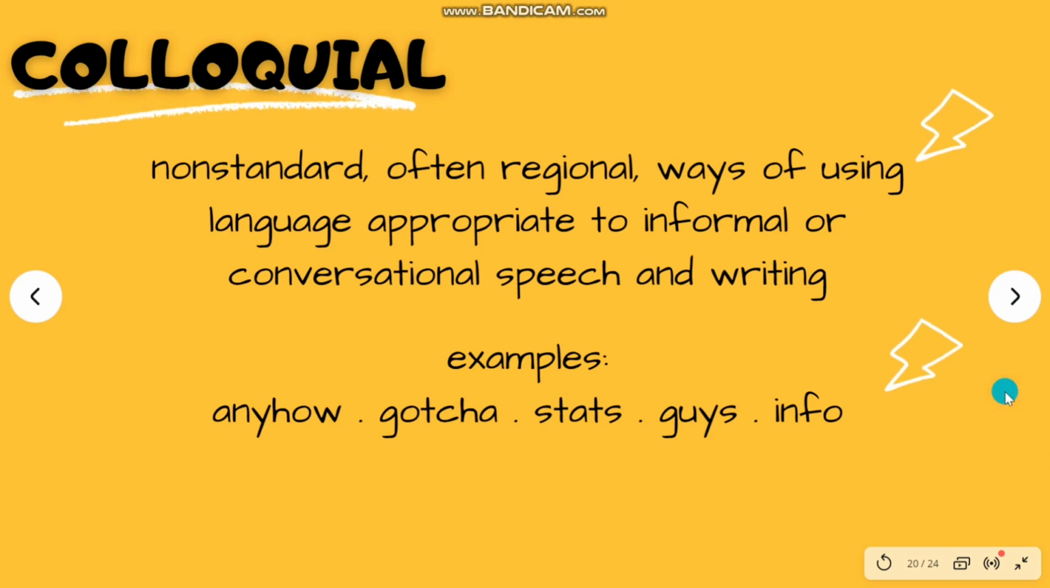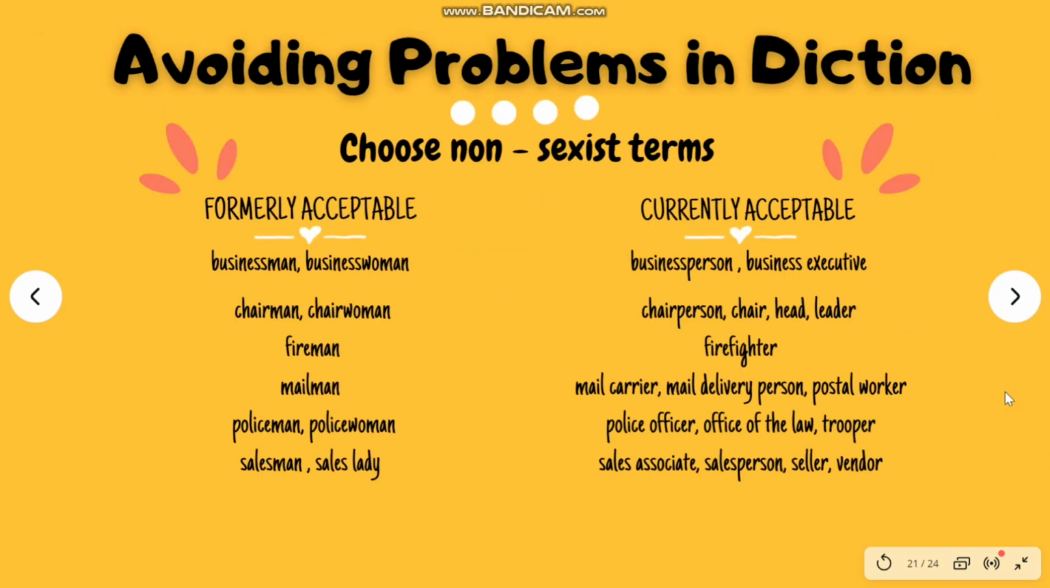Now, how are we going to avoid problems in diction? First, let's choose non-sexist terms. So, these words, po, were formerly acceptable, okay, before. But now naman po, these words which are currently acceptable, ito po yung pwede ngayon. So, let's have first businessman, businesswoman before. Now, it is business person or business executive.